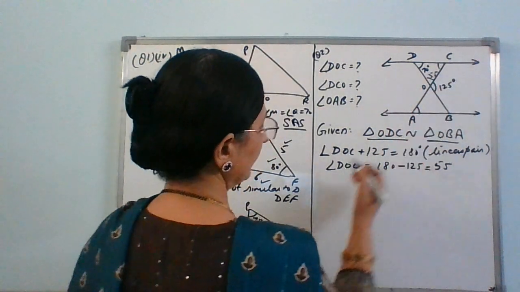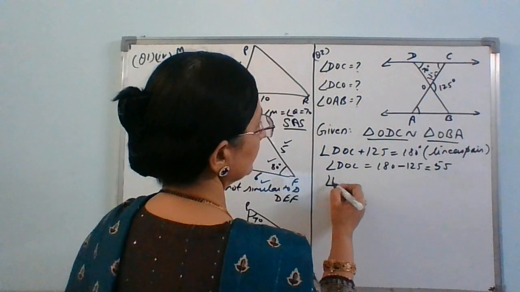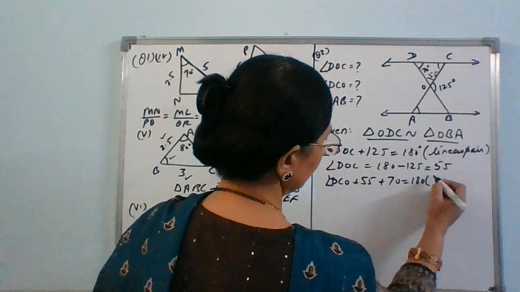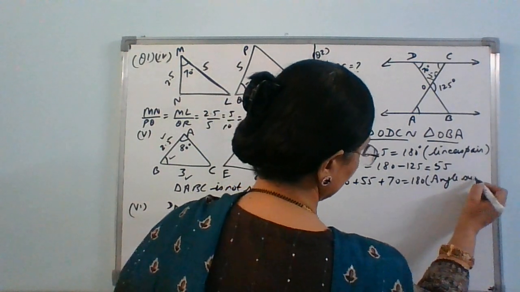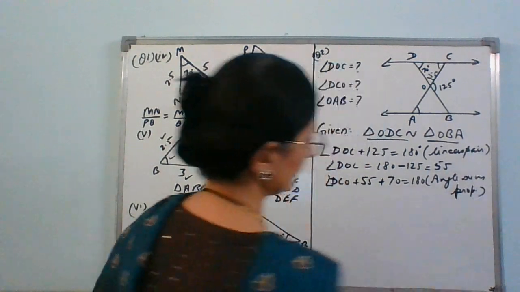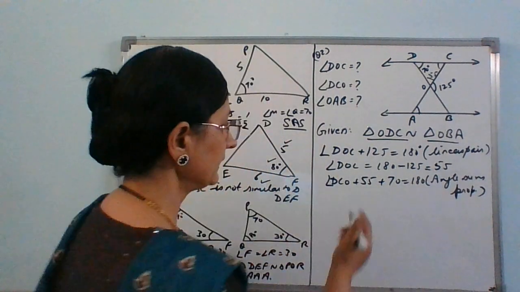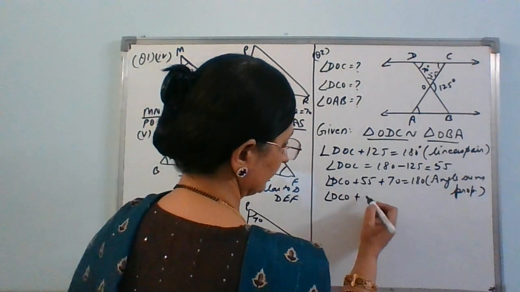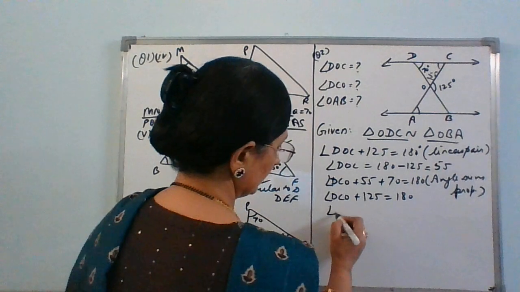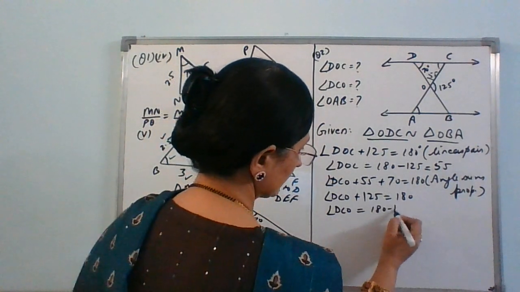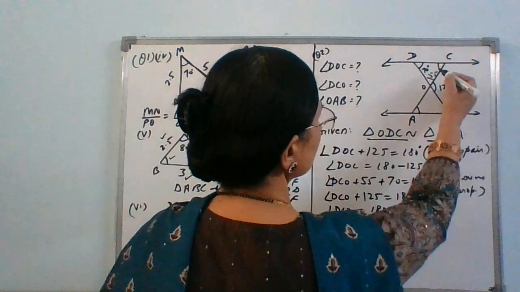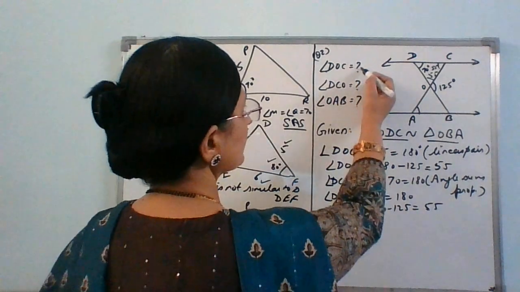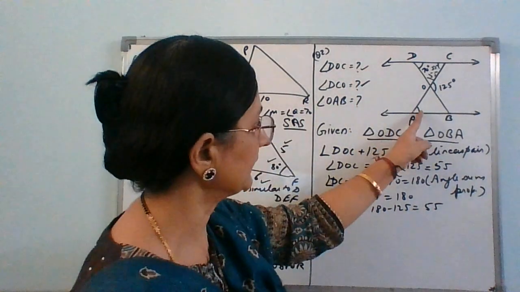Now here the angle sum property can apply. Angle DCO plus 55 plus 70 is equal to 180 degrees. That is the angle sum property. Angle sum property means the sum of a triangle's angles is 180. We have two angles here. The third can be found, DCO. Here how much do you have? 125. So DCO is equal to 180 minus 125, and that is also 55. So this is also 55. Now we have got two angles, this one and this one. Now the third one, this one here.